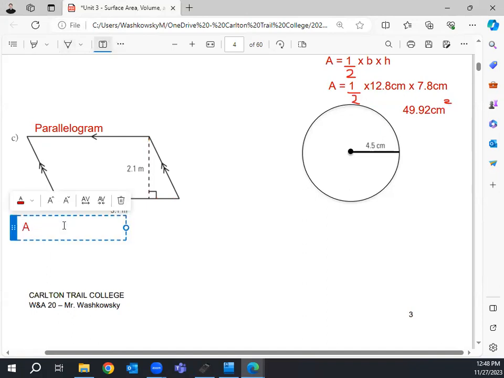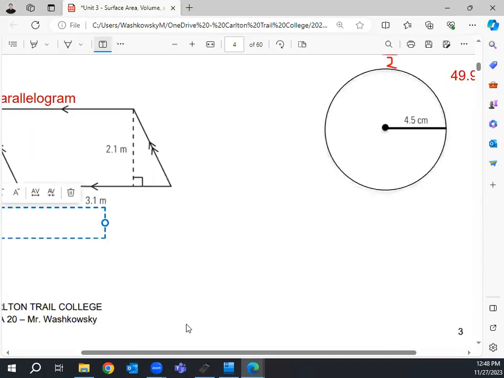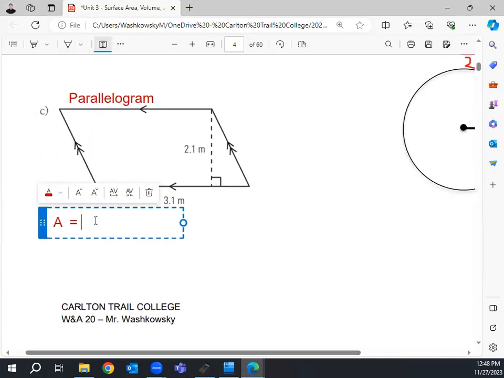My area, A, I'll zoom in, is equal to the base and the height. It's the length and the width. You can do either one of them, that's fine. So I identify the shape, find the formula, substitute the numbers in. My base is 3.1 meters.